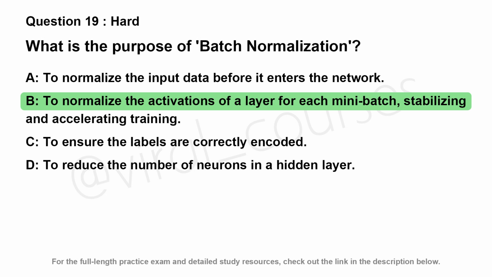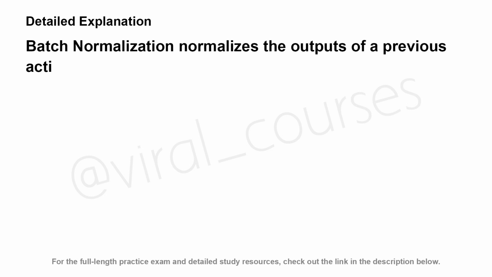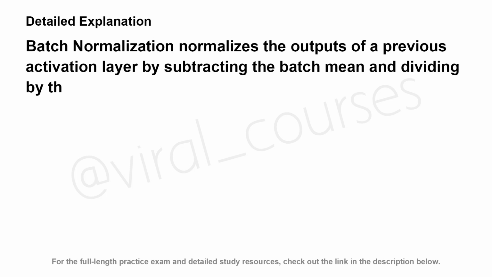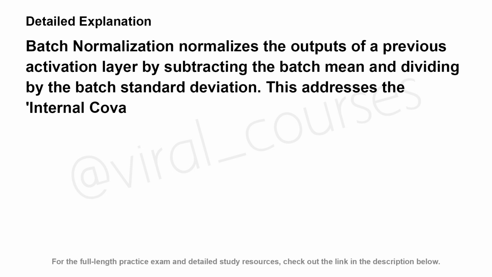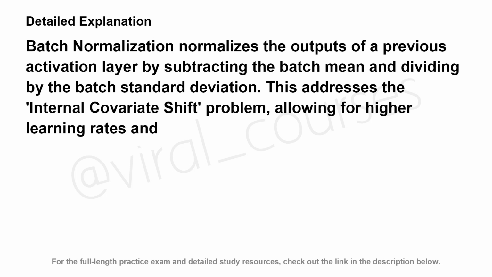The correct answer is B. Batch normalization normalizes the outputs of a previous activation layer by subtracting the batch mean and dividing by the batch standard deviation. This addresses the internal covariate shift problem, allowing for higher learning rates and acting as a slight regularizer.